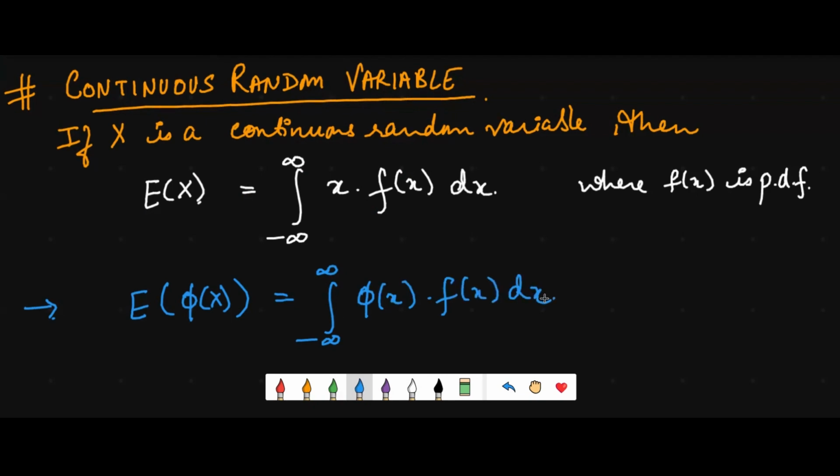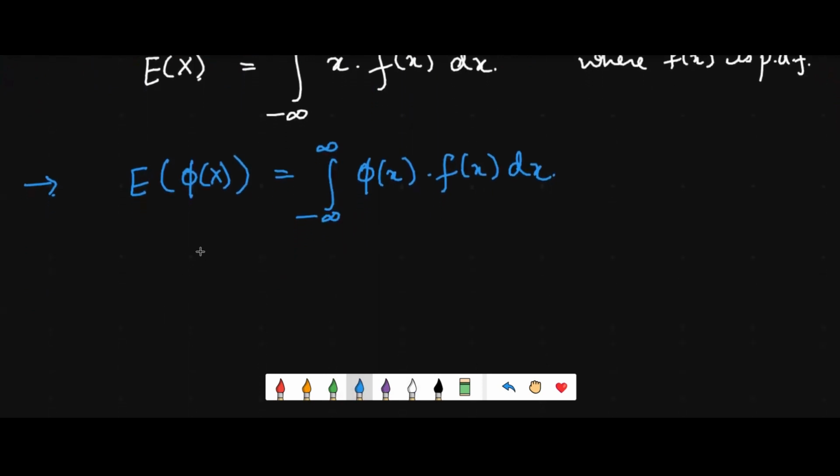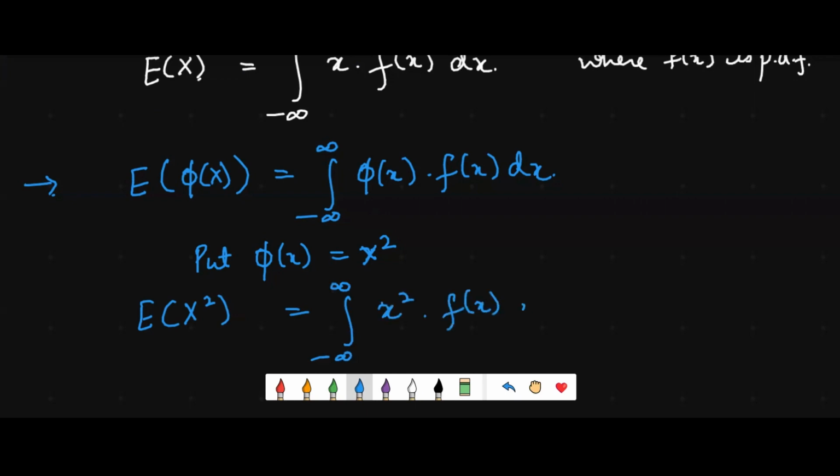And what would be the formula if I substitute it to x square, for example? If I put phi of x as x square, then E of x square is the integral from minus infinity to infinity of x square f(x) dx. Everything remains the same. The only difference would be in the continuous random variable, you will have an integral sign and the limits would be from minus infinity to infinity. In the next video, I'll be talking about its questions as well.